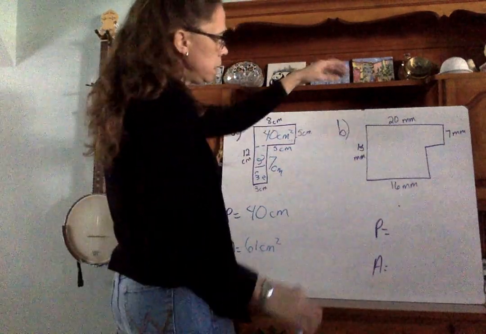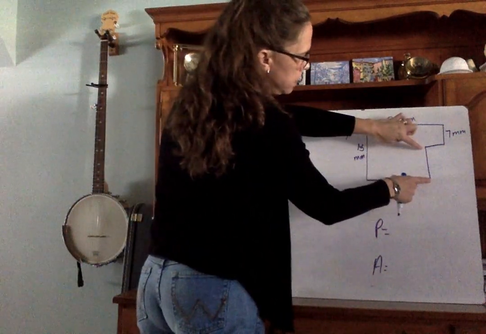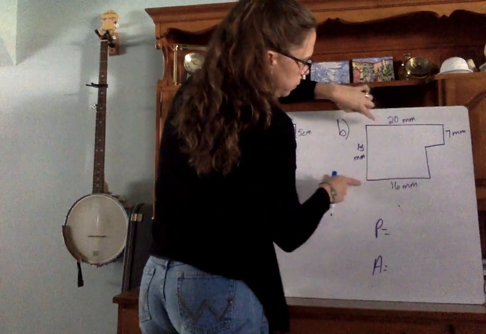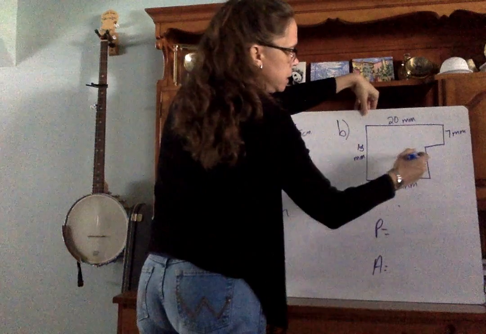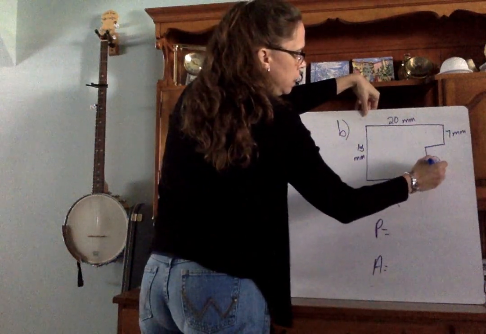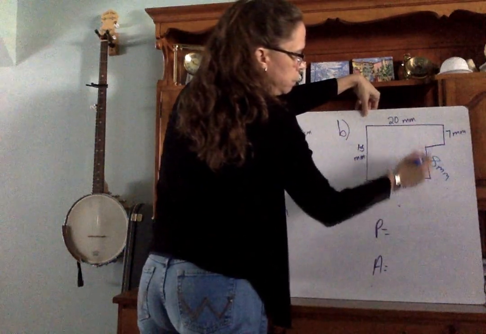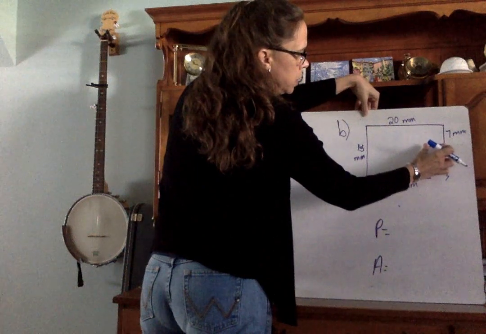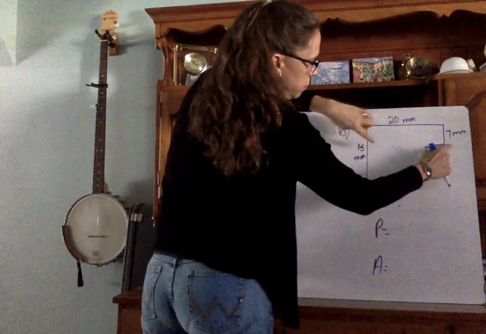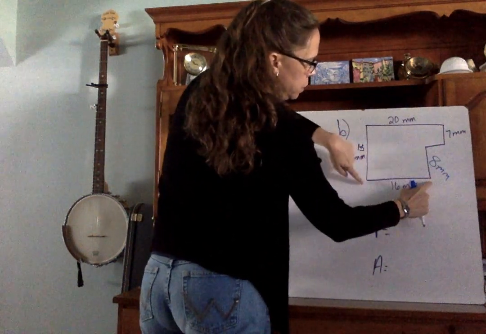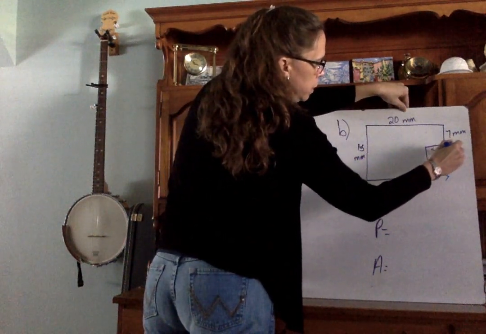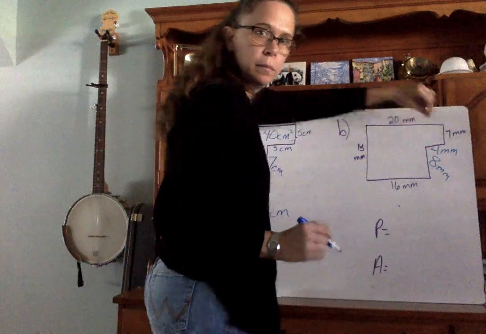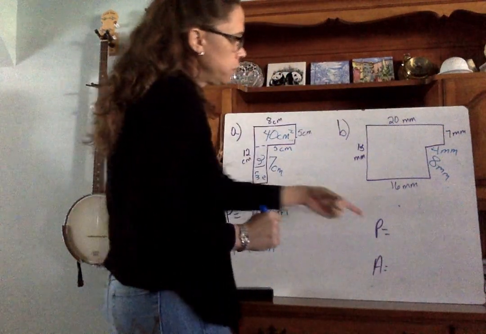Okay, B. So we have to find this missing length here. If it was complete, it would be 15, but we're taking away the 7. So 15 minus 7 leaves me with 8 millimeters for this part here. Now this little section here, if it was completed, it would be 20, but we took away 16. That only leaves me 4 millimeters for this little section here. Okay, so now we can find the perimeter.